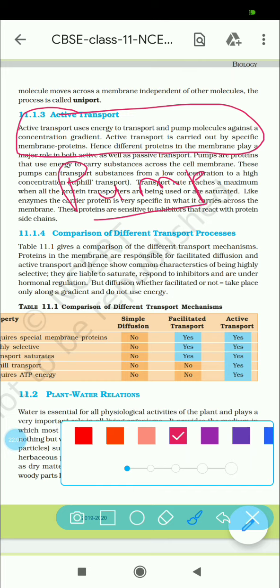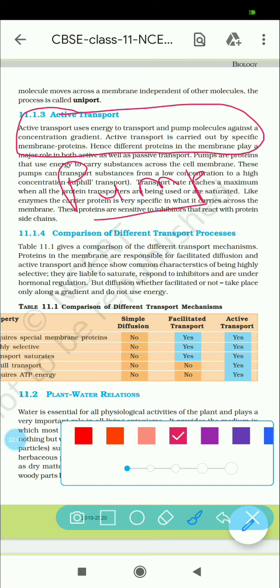or nerve impulse conduction. These pumps are the proteins which can use energy to carry substances across the membrane. They can transport from low concentration to high concentration. That is what we call against the concentration gradient, as has been mentioned in this part. And such transport is also termed uphill transport.